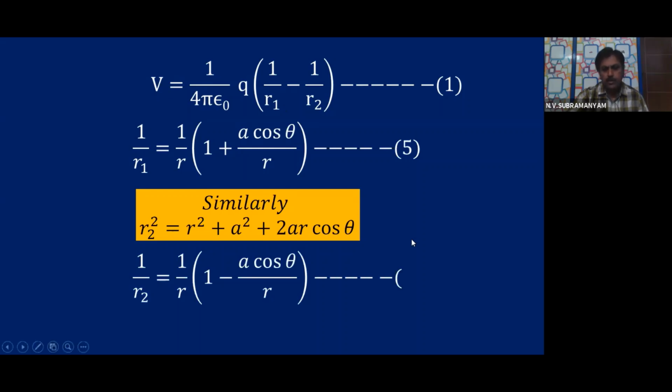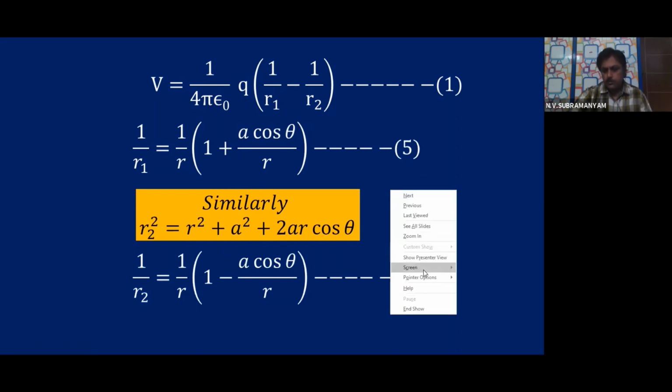I have simplified everything and put. If you want, I will show you. Just a minute, be patient. So what is it? Sir, you put everything directly. No, I didn't put directly. You see here, r2 square, r square plus a square plus 2ar cos theta. Is that what we are having here? Then r2 square, I must get, just a minute.